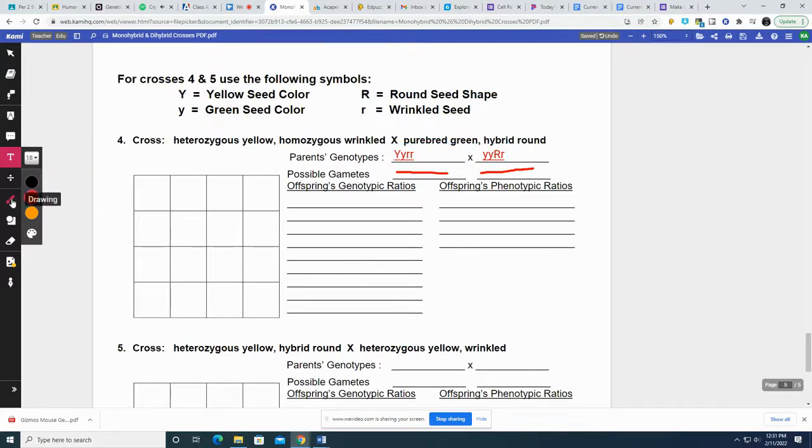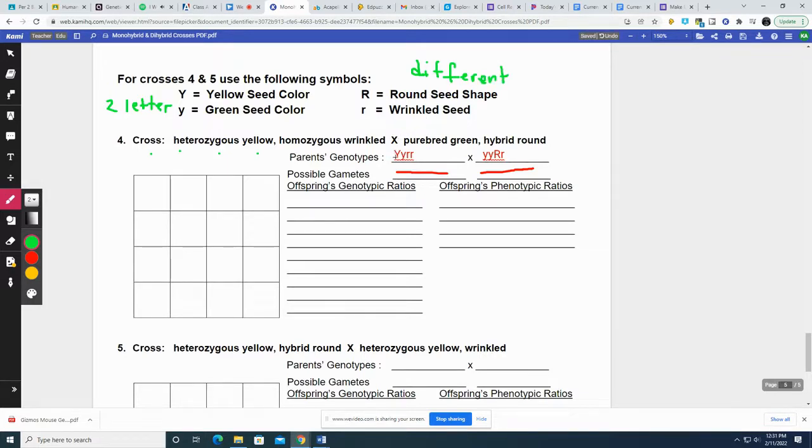All right, now the confusing part. We have to find all the possible allele combinations. Above each one of these rows, I need two letters, not one. And I need those letters to be different. So don't give me YY or RR. I need a Y and an R. Different.